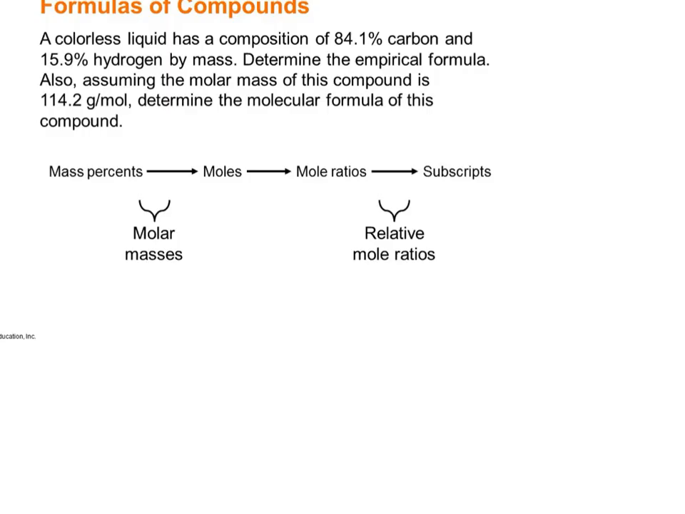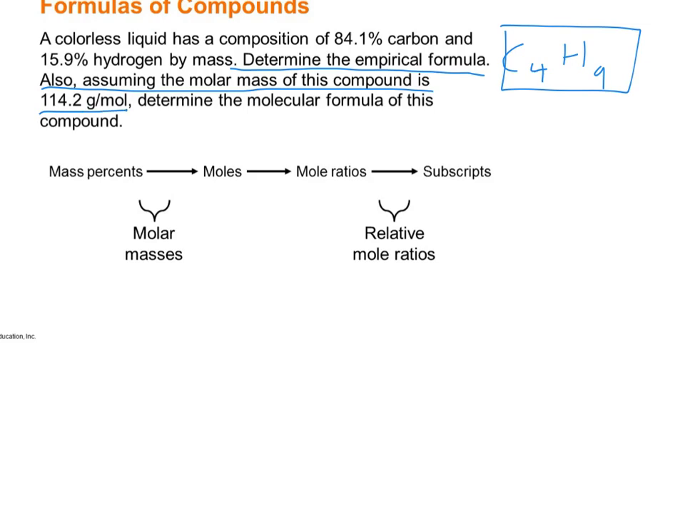Meanwhile, back at the original problem, a colorless liquid had a composition of 84.1% carbon and 15.9% hydrogen by mass. Determine the empirical formula. That's what we just did. C4H9 was what we determined our empirical formula to be. Now they ask us, assuming the molar mass of this compound is 114.2 grams, determine the molecular formula of this compound.